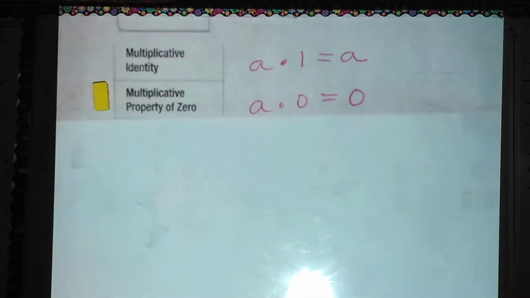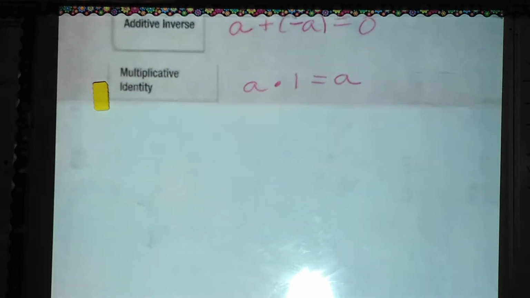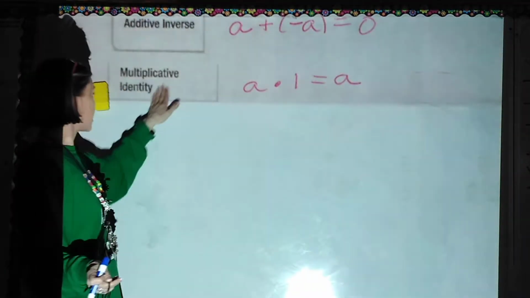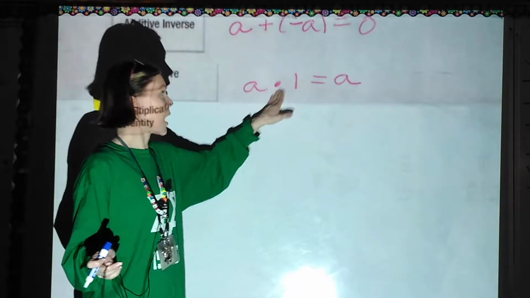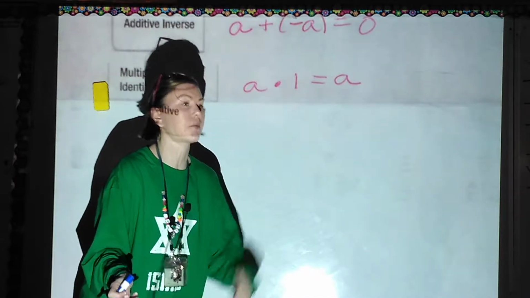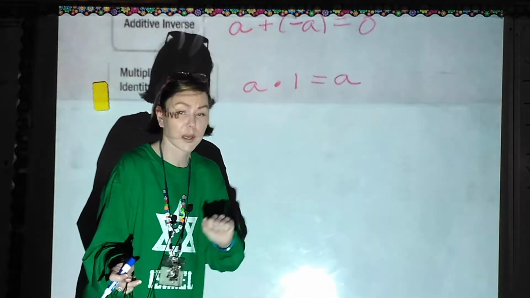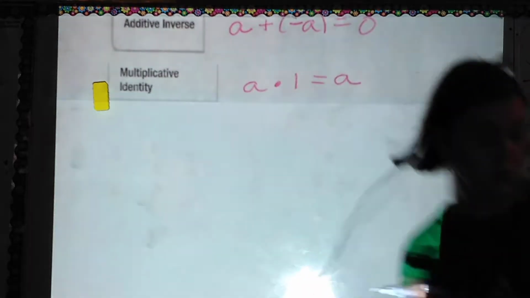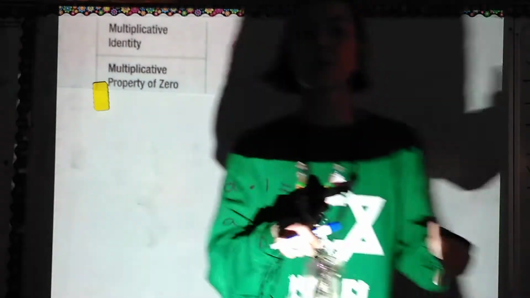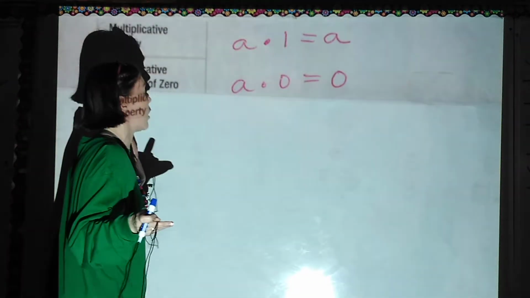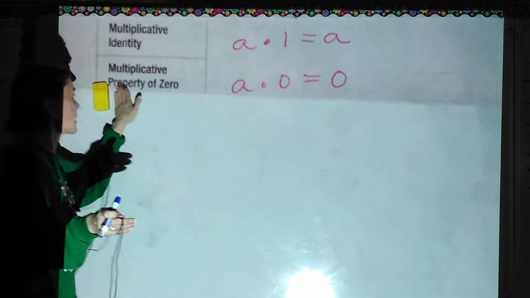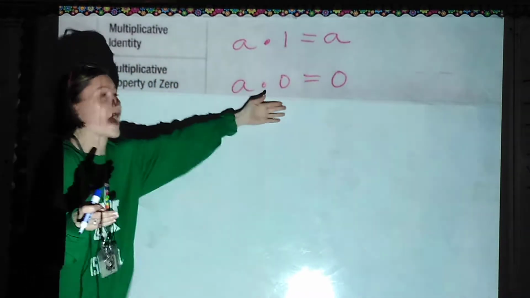Okay, next, moving on. Here we have multiplicative identity. Multiplicative identity means that anything times 1 is the original. We already know that. We're just adding vocabulary to what we already know. Moving on. Multiplicative property of 0. What do you think this means? Anything times 0 is what? 0. We know that, but this is the vocabulary for what we already know.